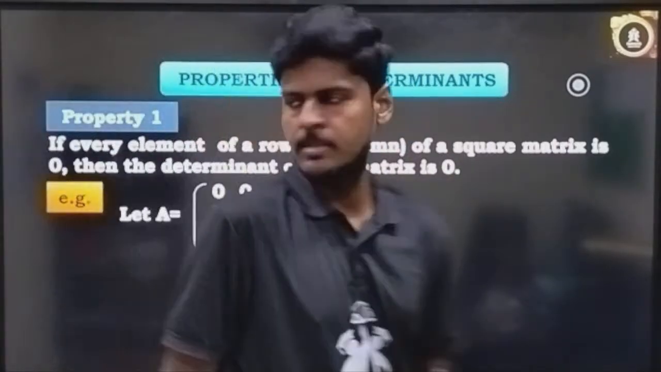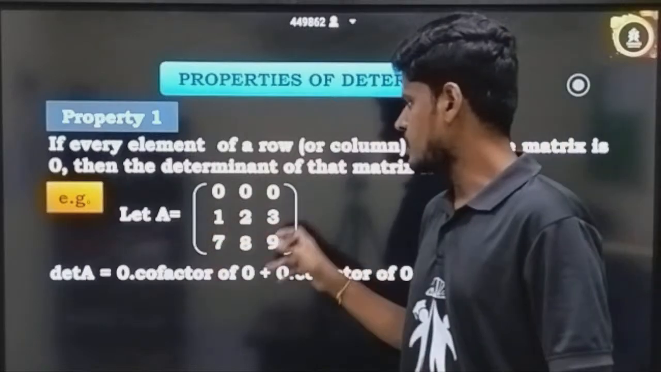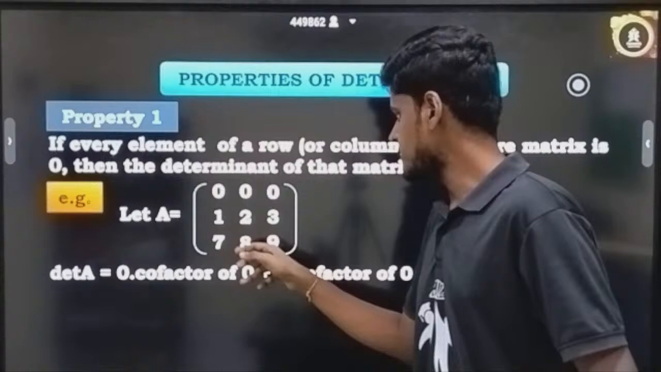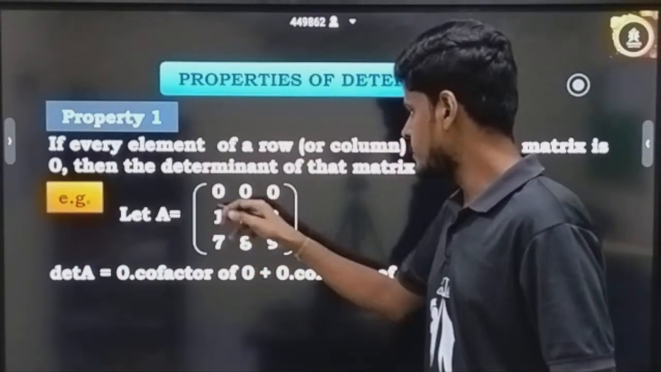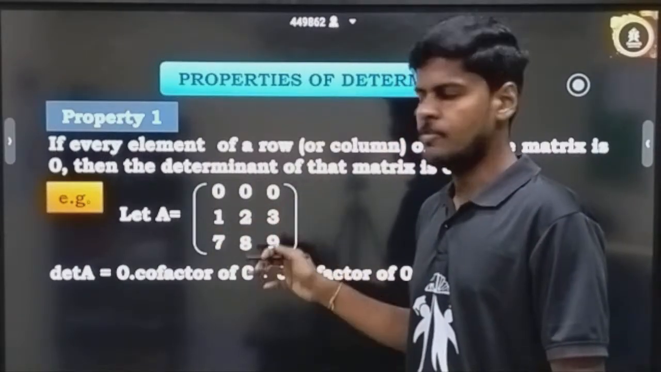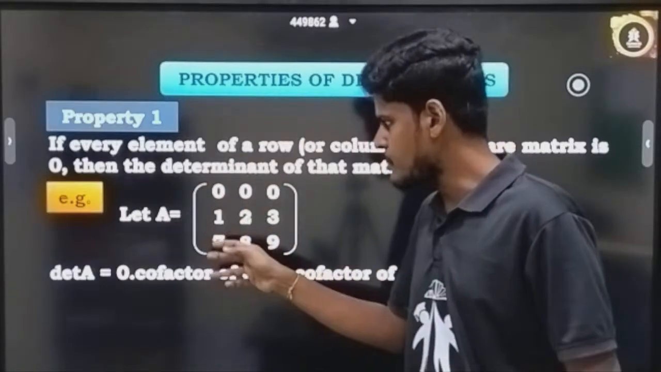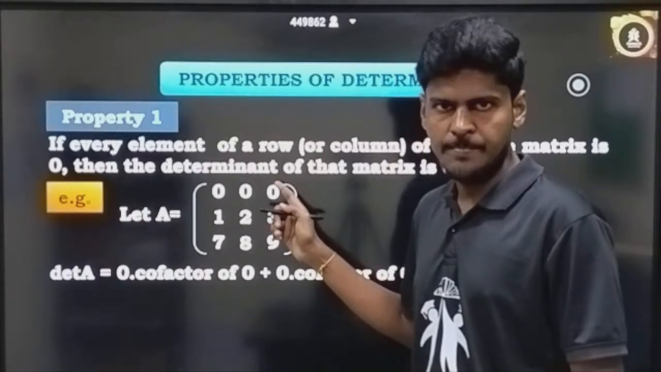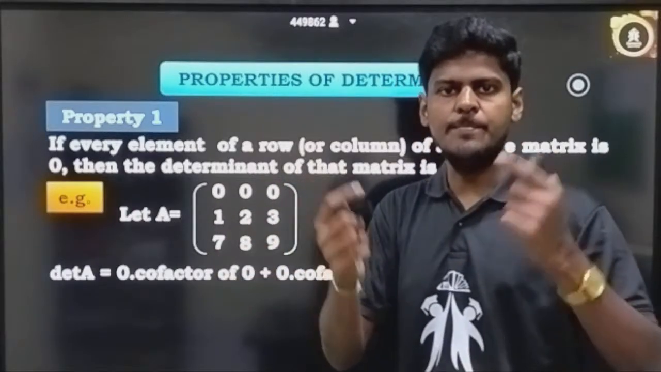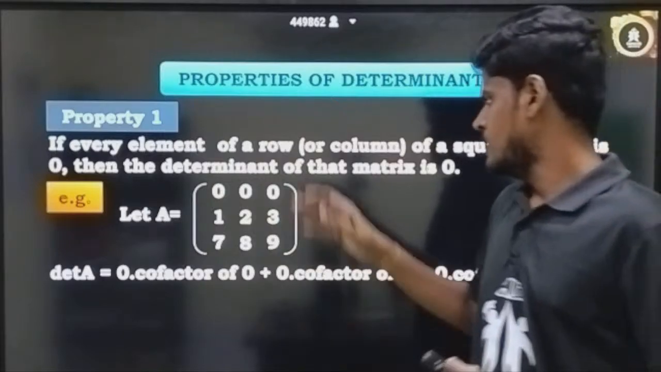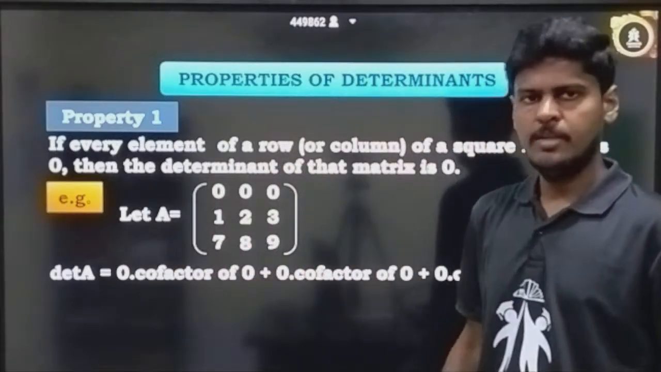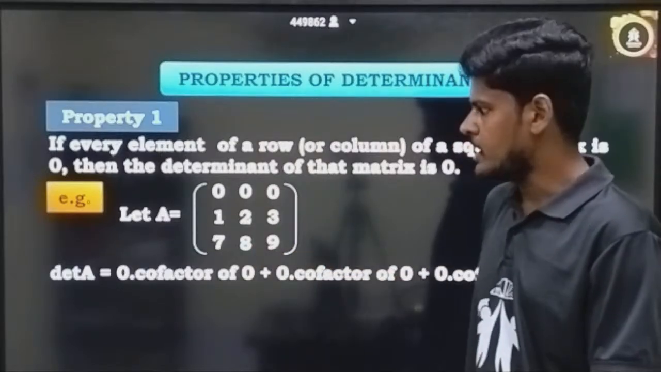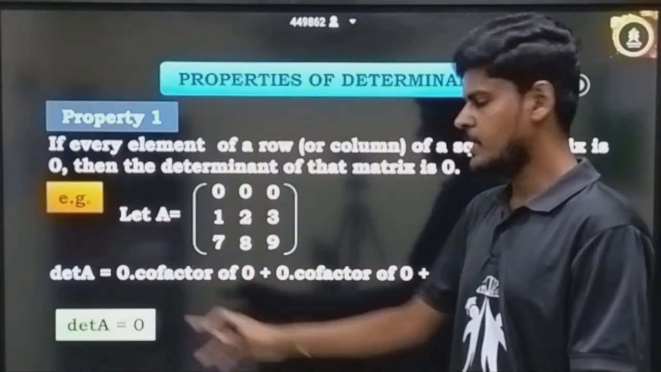For example, what is the determinant of this? 0 into some number, that will be 0, minus of 0 into some number, that will also be 0, plus 0 into number, that will be 0. So what is the final answer? When any row or column of a determinant becomes 0, then when we expand from that row or column, we are multiplying 0 with some number, so answer will always be 0. So that is the first property. When any row or column of a determinant is 0, the determinant is 0.